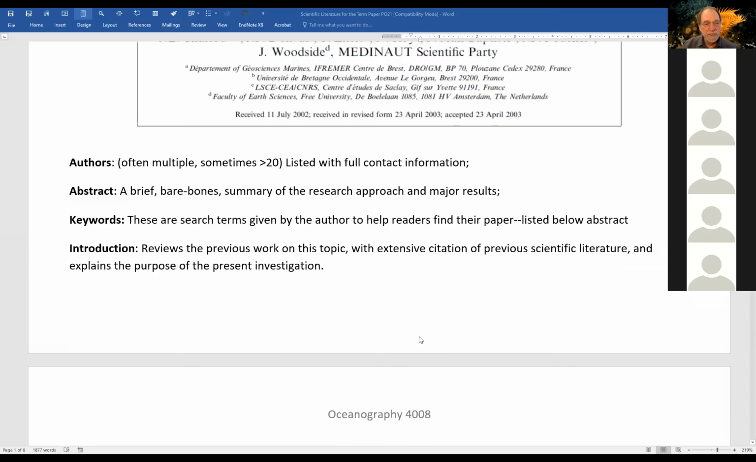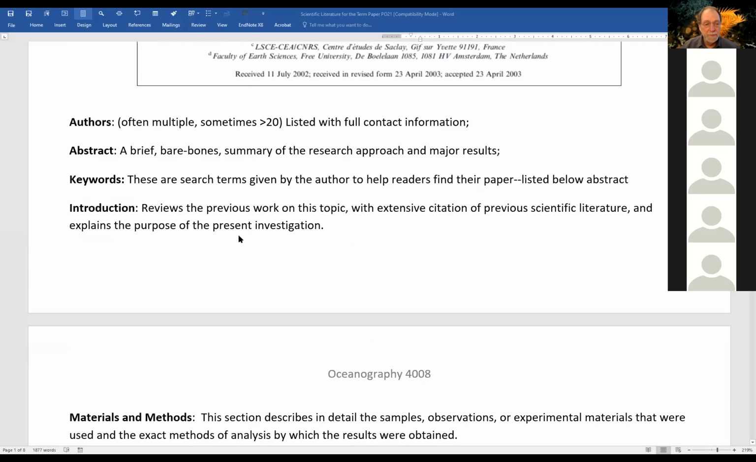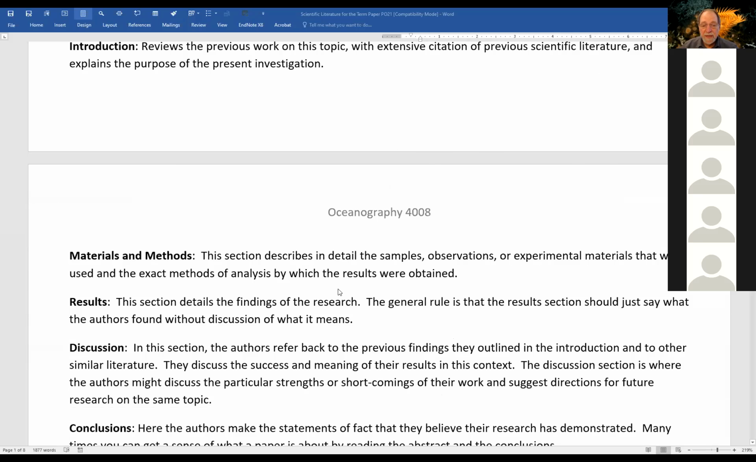The keywords, some other things to look for, the abstract. So the abstract is a very brief summary of the research approach and major results. Keywords are terms specifically chosen to help authors, to help readers find their paper, to help search engines to find this individual paper. The introduction reviews the previous work on the topic with this extensive citation of previous literature. Materials and methods describes the samples and observations. Results is the detailed findings of the research.